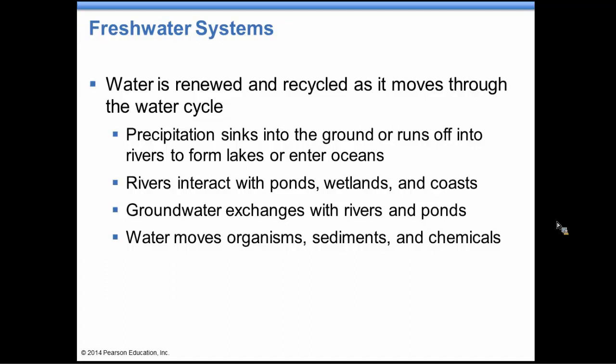Precipitation sinks in the ground or it runs off into lakes, which forms our lakes and oceans. And then rivers interact with ponds, wetlands, and coasts. Really just the whole water system interacts with one another. And then there's groundwater exchange between rivers and ponds. Water moves organisms, sediments, and chemicals. There's a lot going on with this whole system.